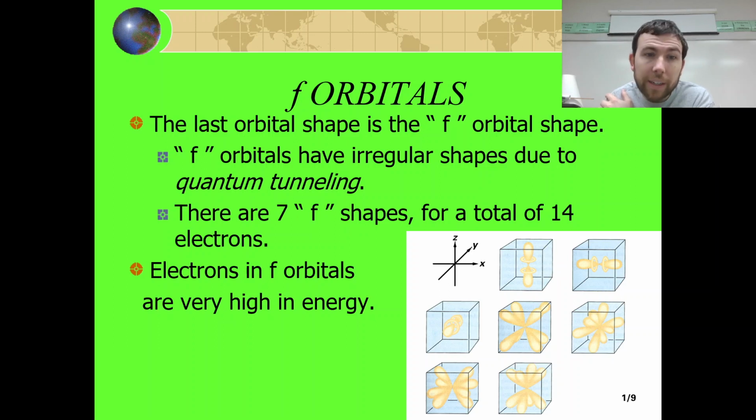Now, electrons that are in the f orbitals are very high in energy, and it has to do with the irregular shapes due to that quantum tunneling, I would imagine. All right, and I believe that is the last slide that we need to take a look at as it pertains to the different orbitals within the atom where the electrons can reside.